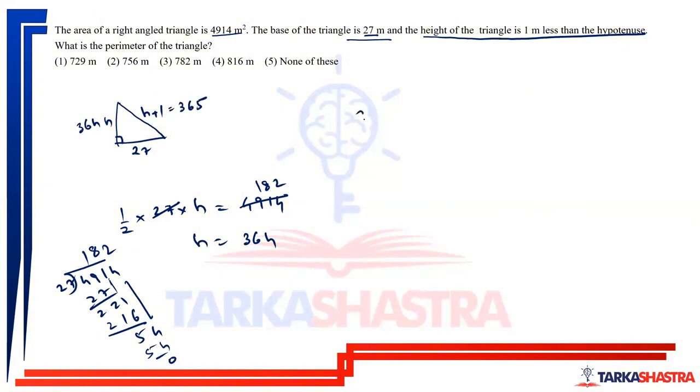What is the perimeter? Perimeter will be the sum of the sides, that is 364 plus 365 plus 27. This is 9, 16, 1 carry. This is 15, 1 carry. This is 7. 756 meters is the perimeter.